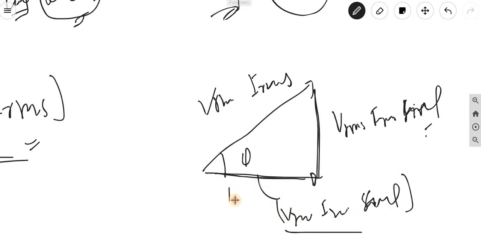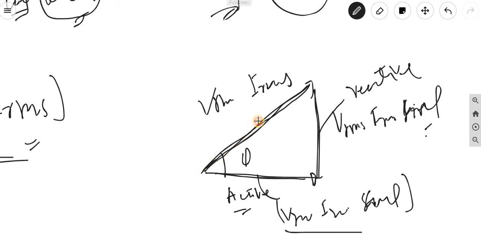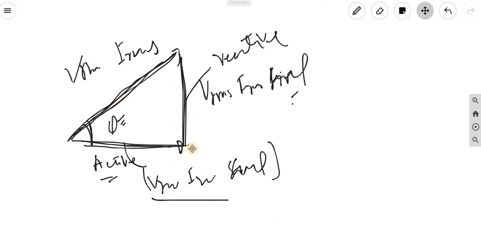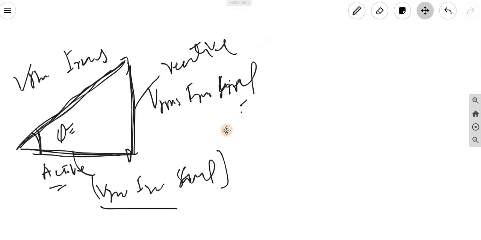So this component is active, this component is reactive, and this component is the hypotenuse component. This is known as the apparent power. Okay, so this is the power factor triangle, and this angle is phi. For any leading or lagging power factor angle, we can present it as a power factor triangle.